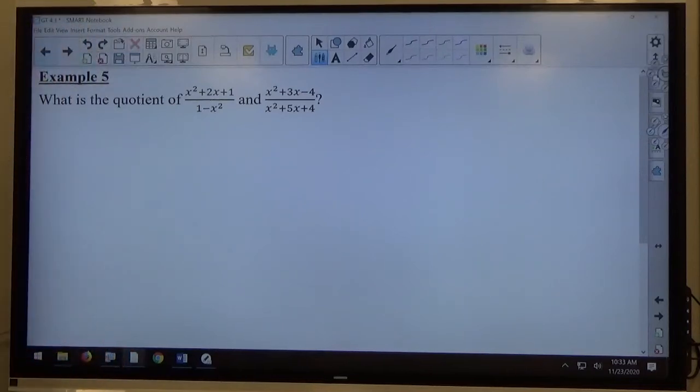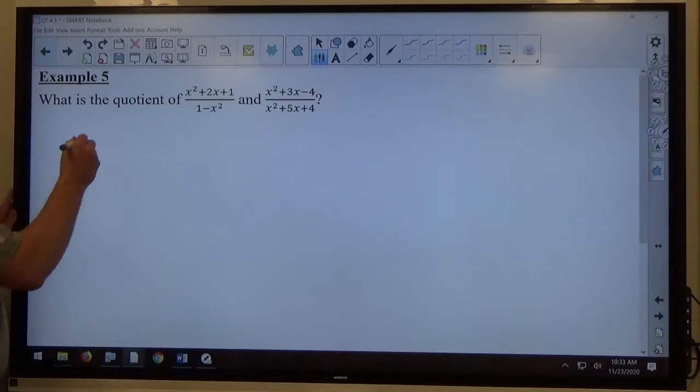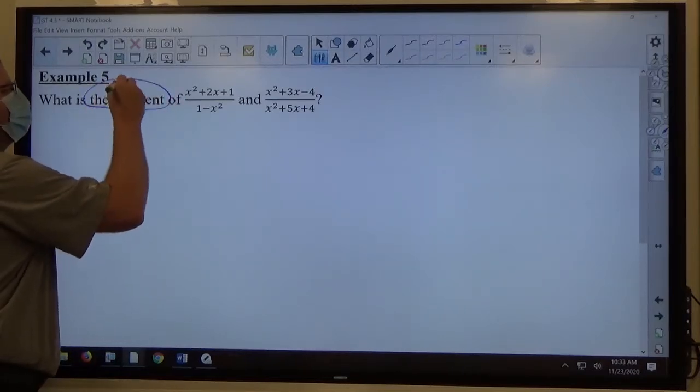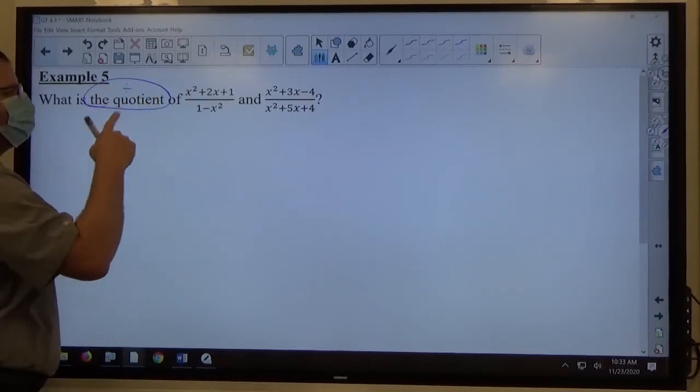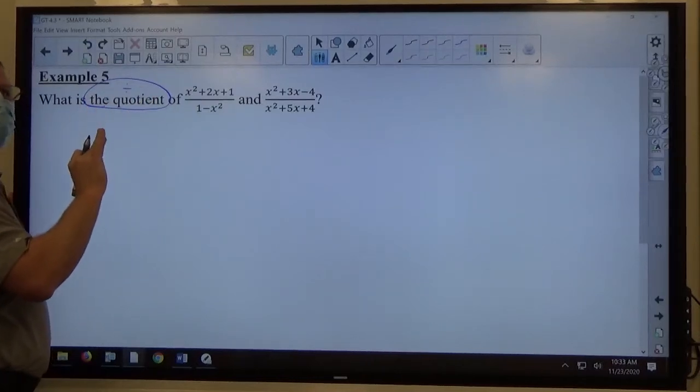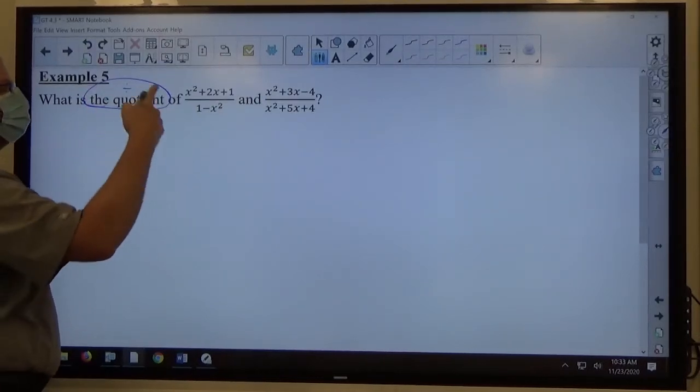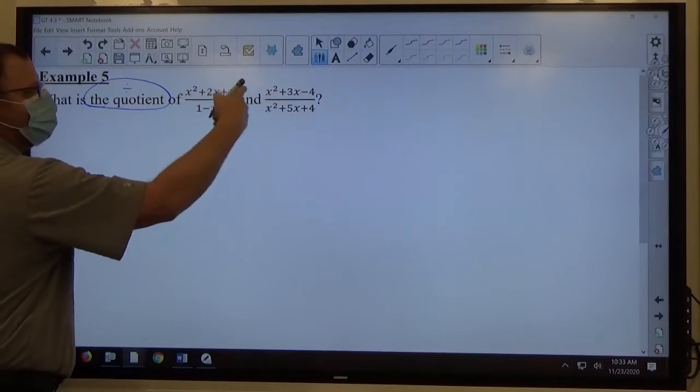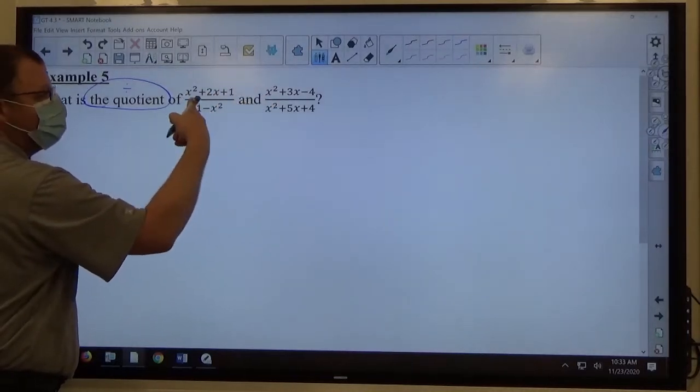All right, so example 5, it says what is the quotient of x squared plus 2x plus 1 over 1 minus x squared and x squared plus 3x minus 4 over x squared plus 5x plus 4. So quotient means to divide, so you see the quotient, it's division. And when we divide, we usually divide in the order that they give us the stuff unless told otherwise. So when it says quotient of this and this, the division symbol is going to go here with that first, that second.